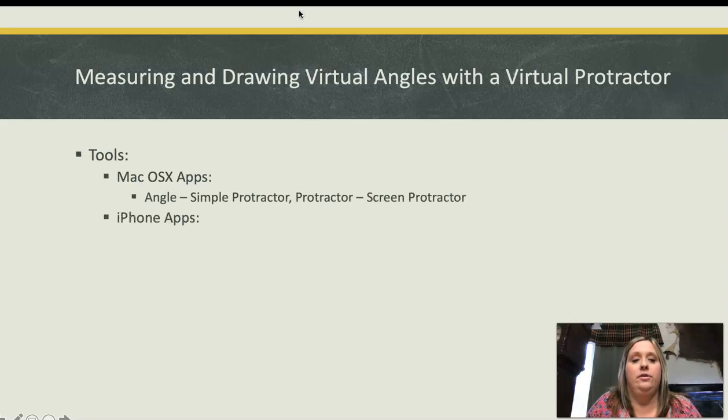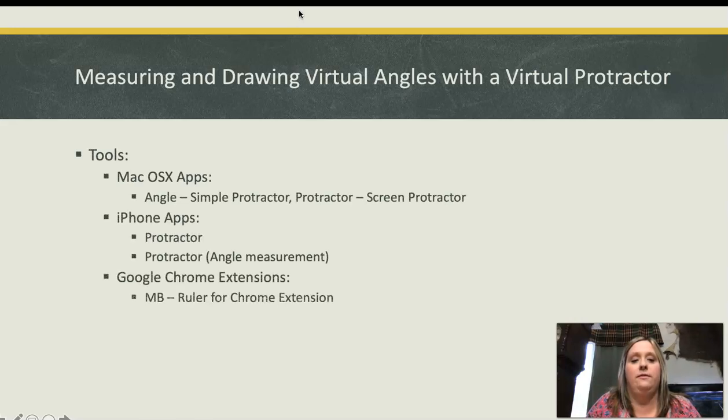Now the virtual angles, these are the different ones that are available. Today, we're going to be talking about just MB Ruler for Chrome, the extension, because this protractor works exclusively in Chrome, but it's a very nice little protractor.